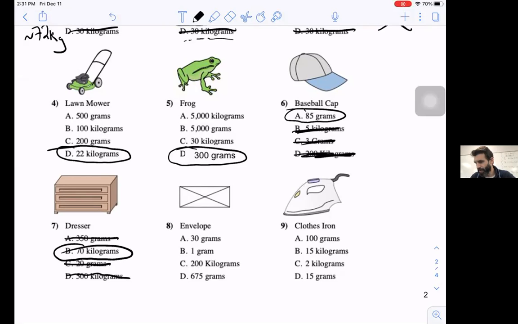A typical envelope. I guess it matters if it's just an empty envelope. Gosh, I don't know, maybe 30 grams. I actually don't know the answer to this one. It depends. Maybe one of you could weigh that at home. And a typical iron. I don't know how often you've used an iron, but I can move it around. It's less than a gallon of milk. It's about 2 kilograms, right? About 5 pounds, 4.5, 5 pounds.